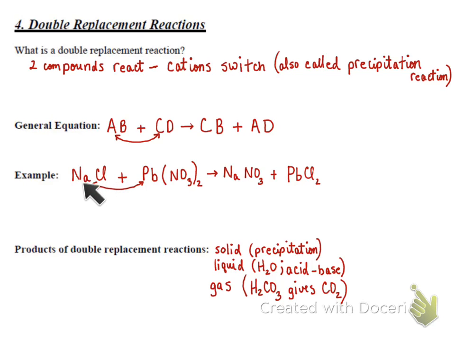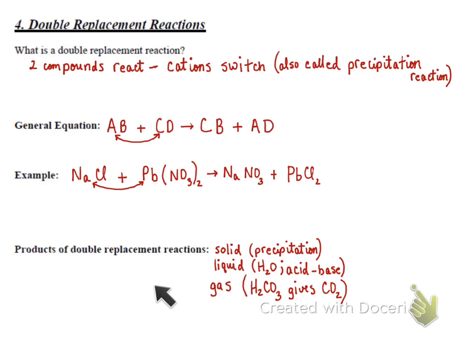To balance this, we'd have to balance the nitrates by putting a 2 in front of the sodium nitrate. And then we have to put a 2 in front of the sodium chloride, and that would also balance the sodium and the chloride. So you definitely want to fix that in your notes.